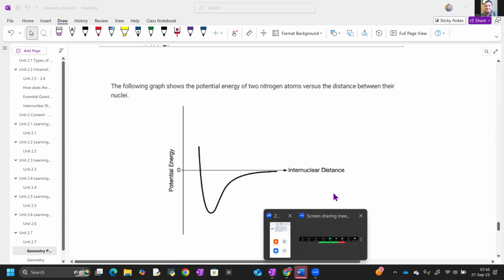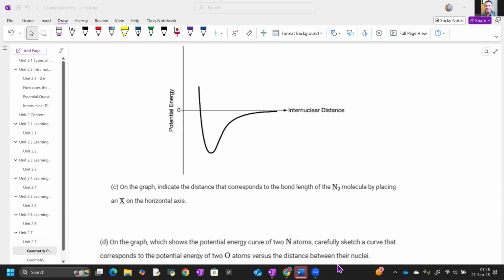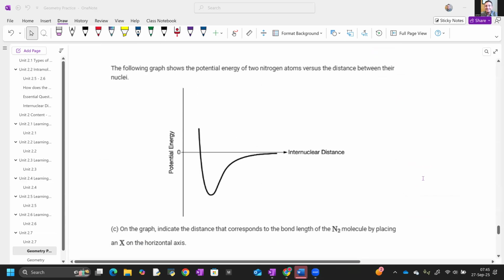I don't know how to get rid of this little screen there. There we go. The next part, we look on the graph: indicate the distance that corresponds to the bond length of the N2 molecule by placing an X on the horizontal axis. Boy, they're telling you exactly where to read this. This is the graph of N2. All we have to do is put an X where we read the bond length. We read at the bottom here, going to the x-axis. That is where we would find our internuclear distance.